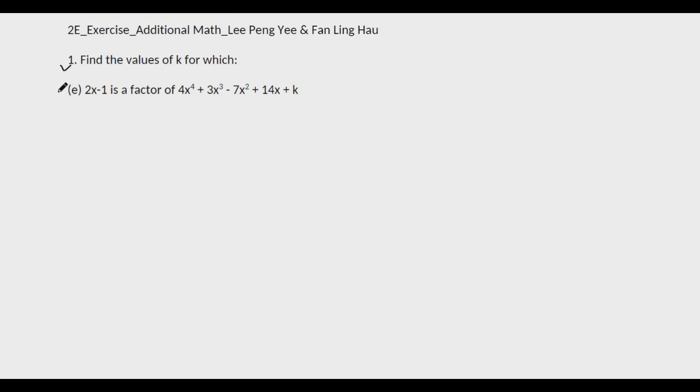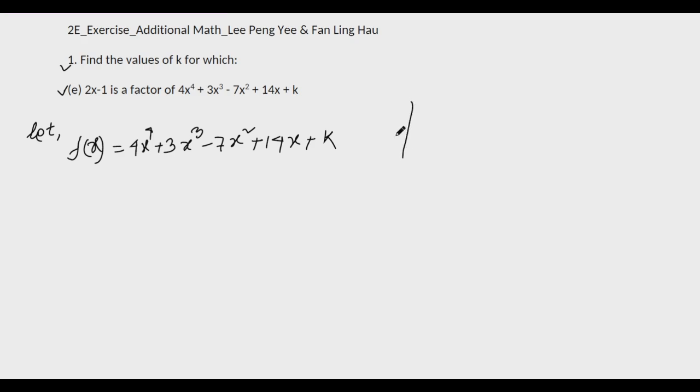Now come to solve 1a. As before, let f of x is equal to 4x to the power 4 plus 3x cube minus 7x square plus 14x plus k. Now we should find the value of x by putting 2x minus 1 is equal to 0. Here we will get x is equal to 1 over 2.